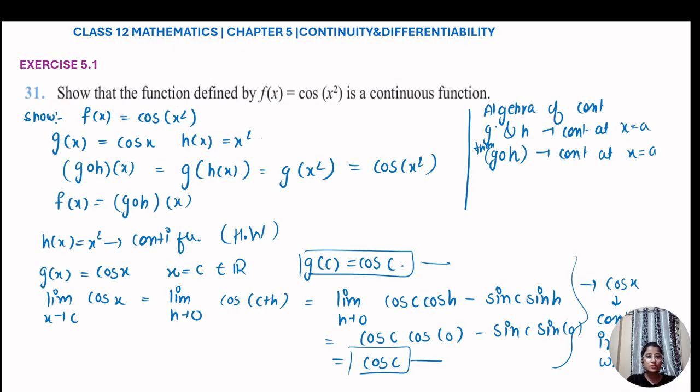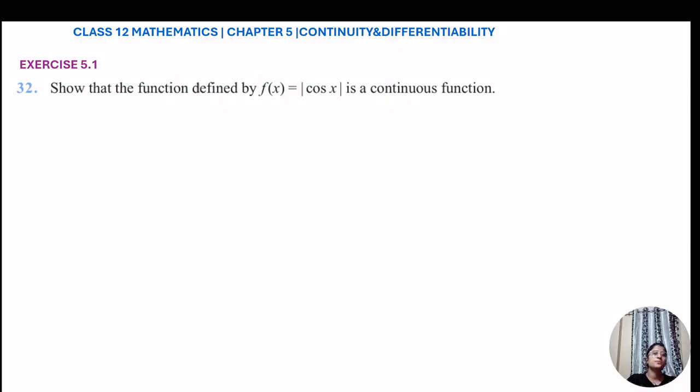So let's move to the next question, that is question number 32. Oh, yeah, that's what I'm telling. This was the question I faced in my board also. So this is a very good question. What is this telling? What we have to do is to show that the function f of x equals mod cos x is a continuous function.